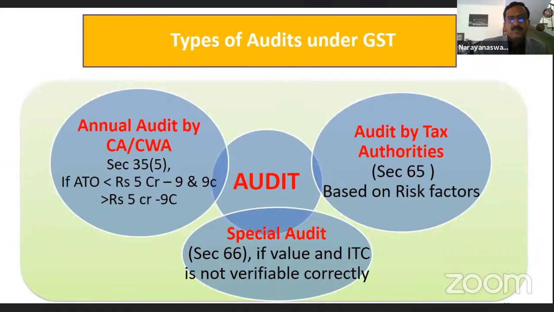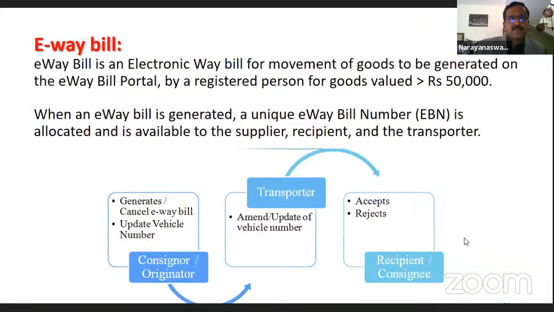There is another provision under section 66 called special audit. Special audit is for a situation where we are not able to arrive at the correct value, or we are not able to ascertain whether the input tax credit taken by him is correct or not. If it is beyond the auditor's capacity to ascertain, then we can order for special audit. These are the areas where, as you are commerce graduates and going to be chartered accountants, you will have more opportunities to work.